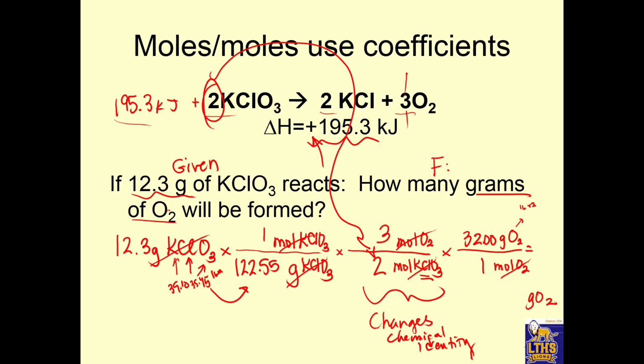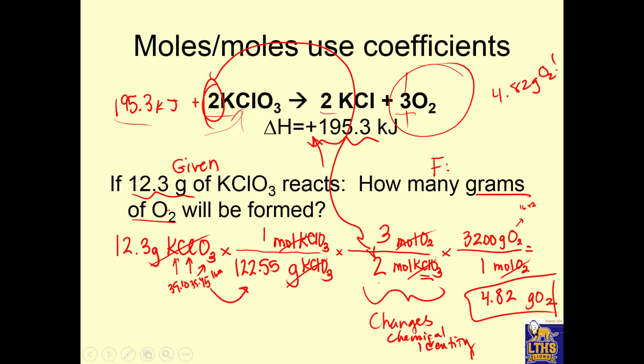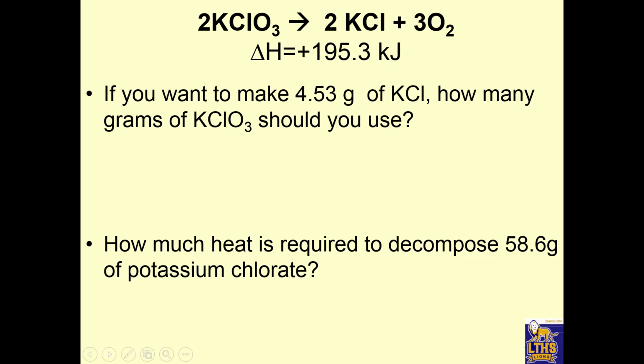12.3 divided by 122.55 times 3 divided by 2 times 32 gives me 4.82 grams of oxygen. So what that's saying is if I put in 12.3 grams of that, I should get out 4.82 grams of oxygen. Woohoo. All right, that's stoichiometry. See if we can do some more.